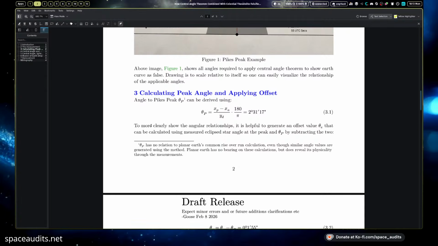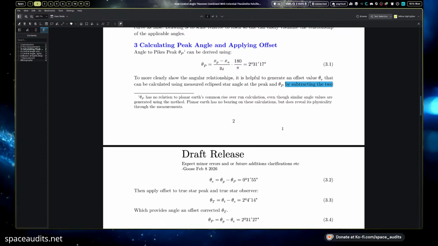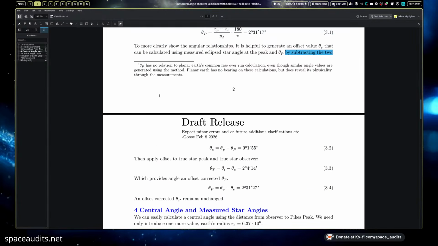So to more clearly show the angular relationship, it is helpful to generate an offset, noted by theta e, calculated using the measured eclipse star at theta peak, which is the star's position with respect to the peak, and then subtracting the two, which is going to look like this. Oh, real quick, we'll read this. Theta p has no relation to planar Earth's common rise over run calculation, even though the angles have a similar value generated using this method. Planar Earth has no bearing on these calculations, but it reveals its physicality through the measurements.